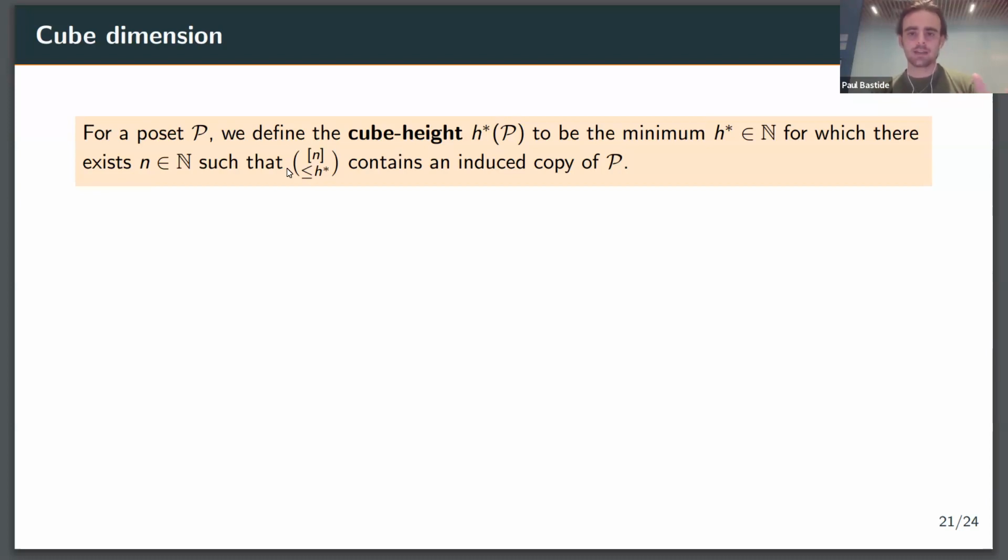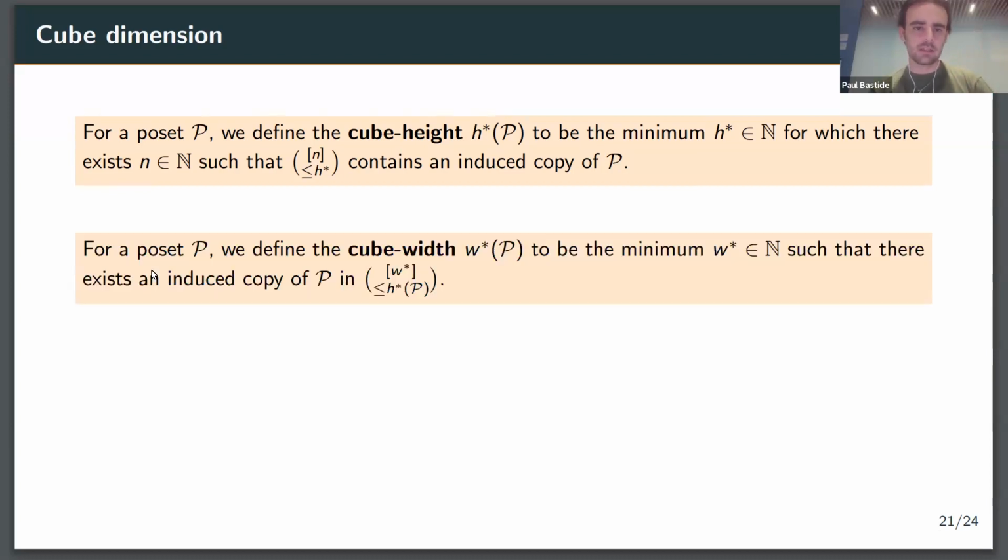We define the cube height to be the minimal integer h such that you can find a copy of your poset P in the first h layers of a hypercube of dimension high enough. So this n could be any n. You take a very big hypercube, and now you try to embed your poset as low as possible, using the minimum number of elements for each of the sets that make the copy of P. Okay, and once you define this cube height, now you define the cube width, which is a bit more technical.